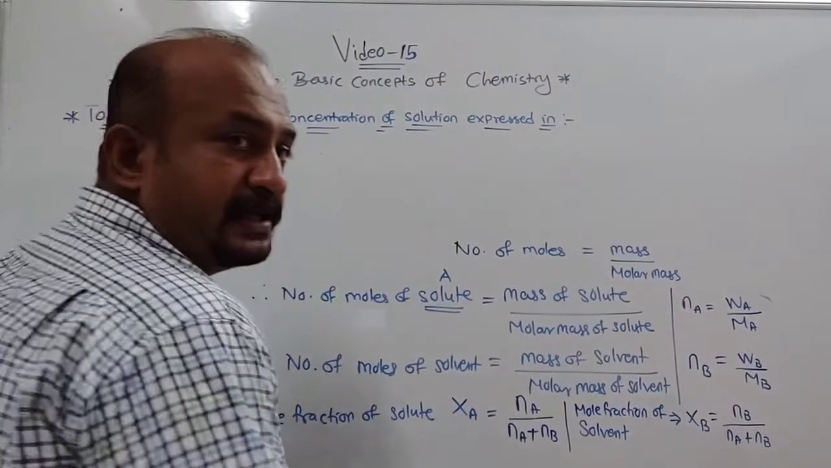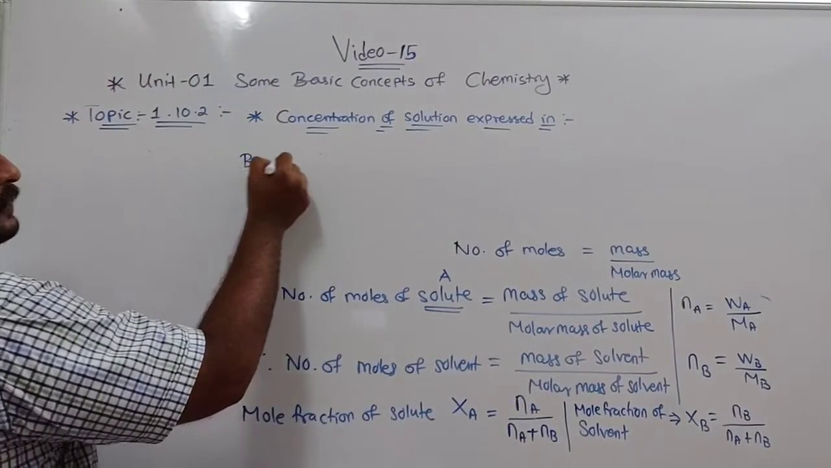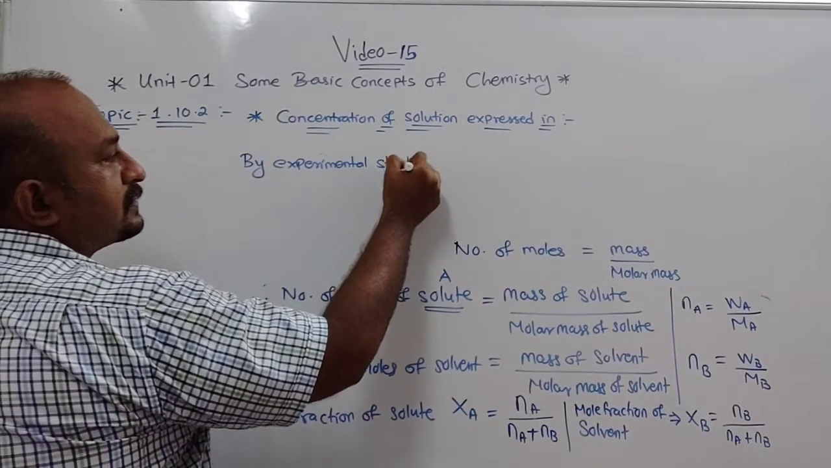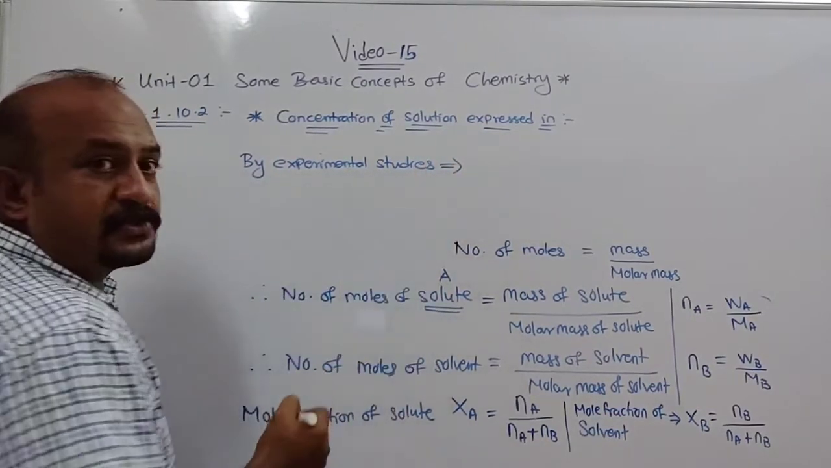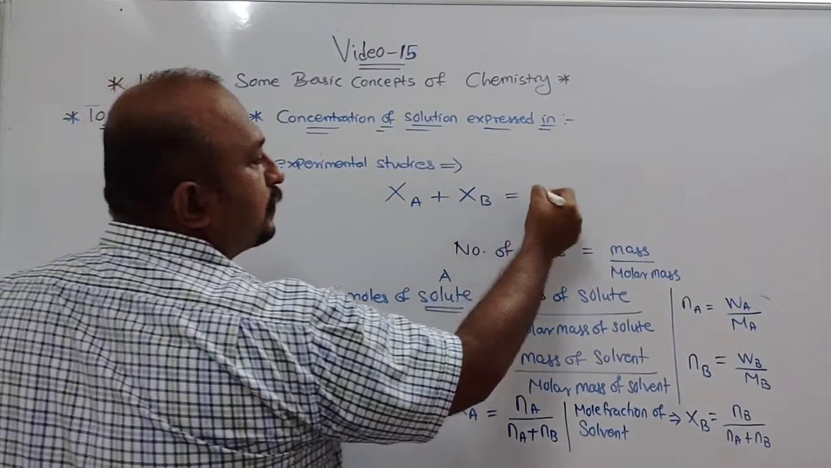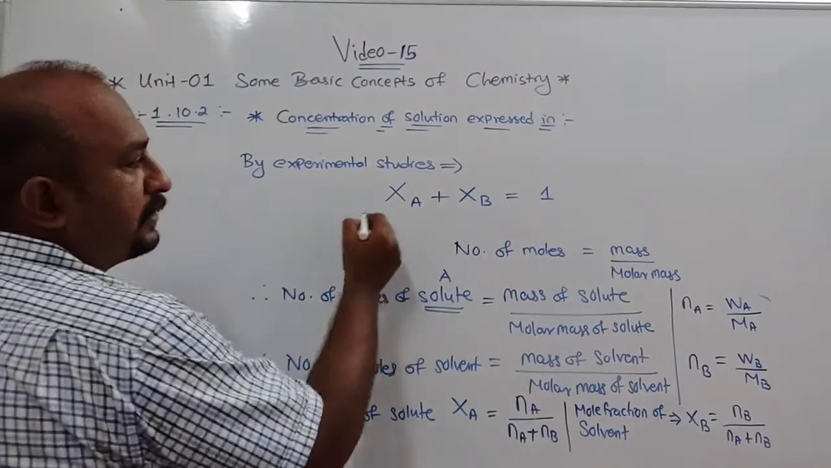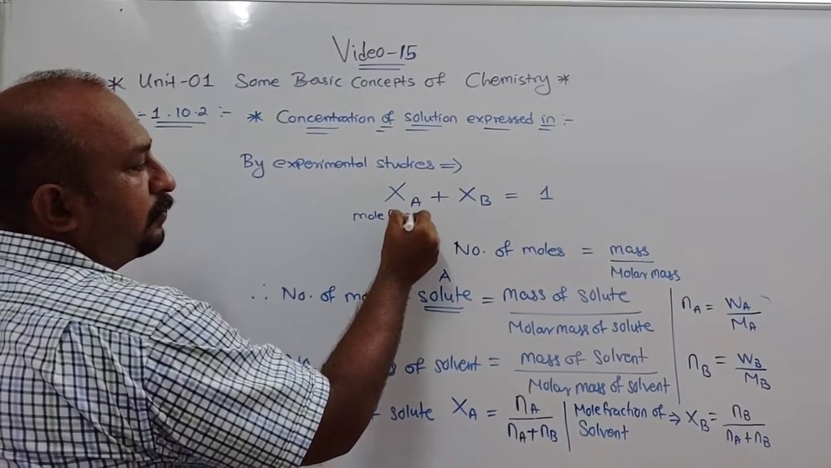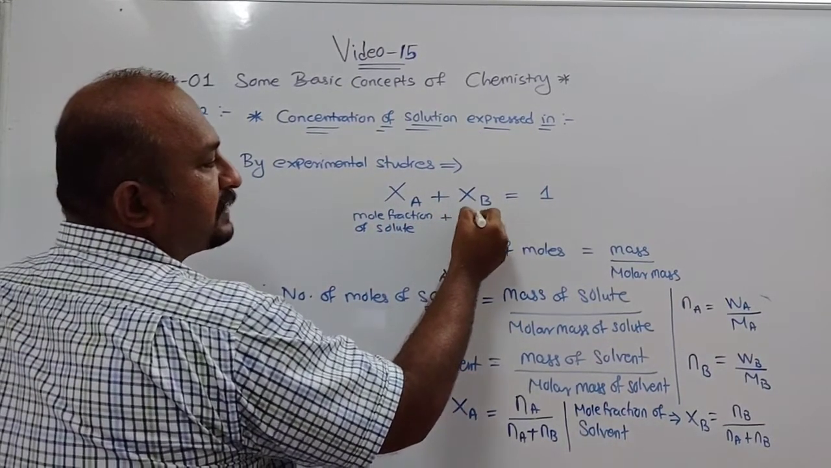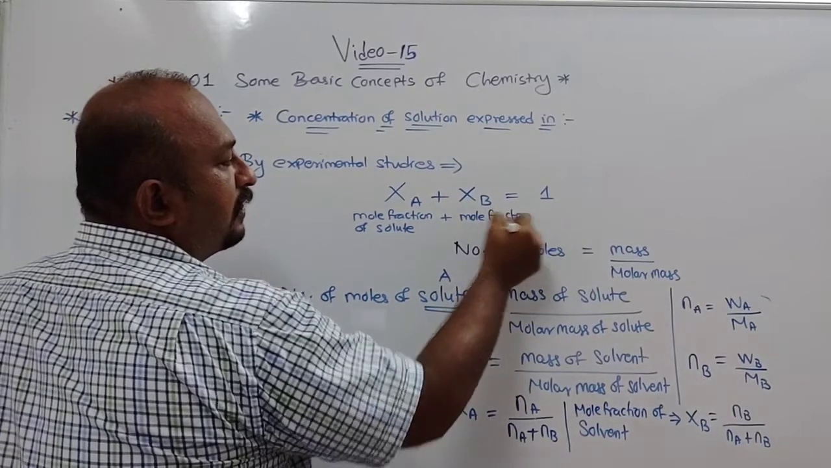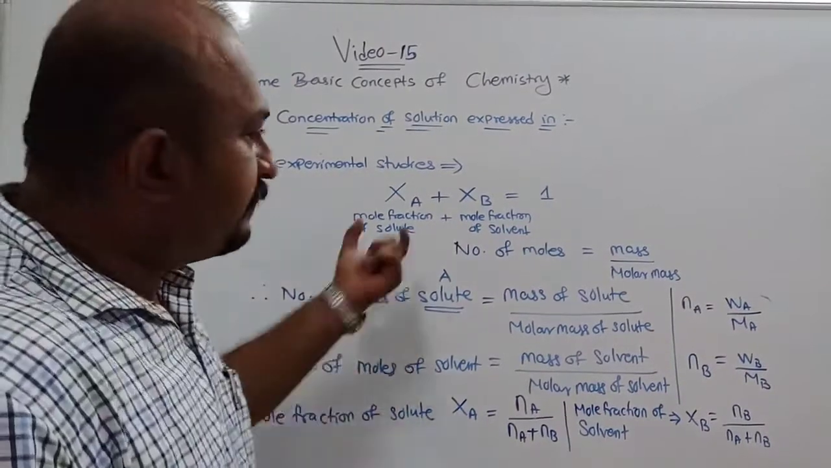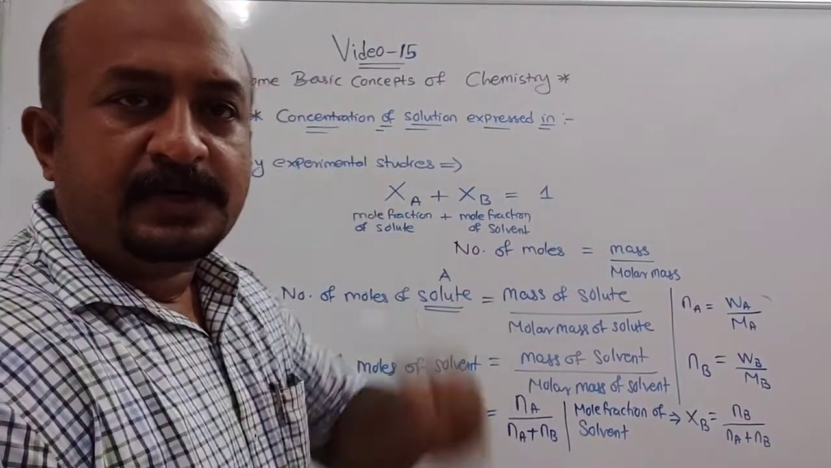By experimental studies it was found out that mole fraction of solute plus mole fraction of solvent is always equal to 1. What is the meaning of this? Mole fraction of solute plus mole fraction of solvent, when you sum them up, is always equal to 1.